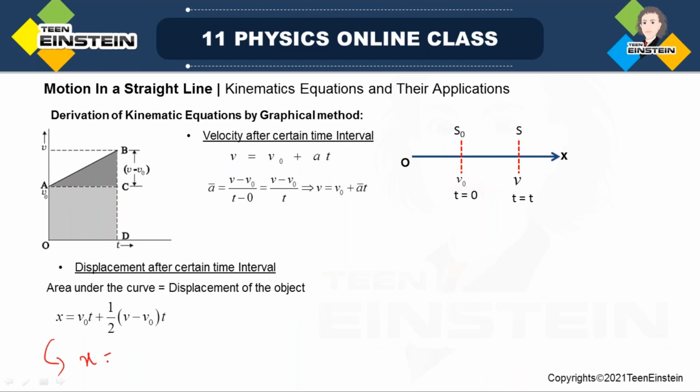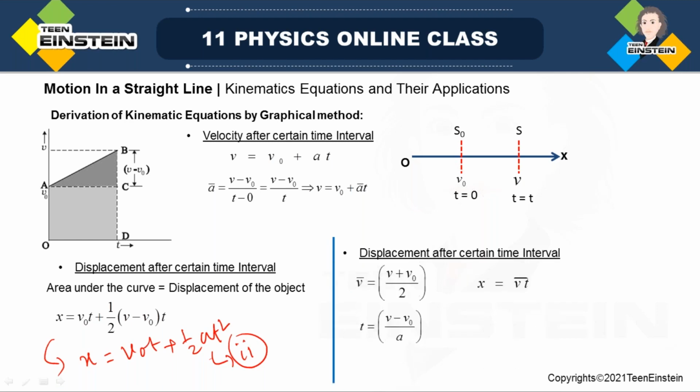We get to derive this: x is equal to v0 t plus half a t square. Okay, this is the second equation. Now let us derive the third equation, which relates the displacement with the initial and final velocity.